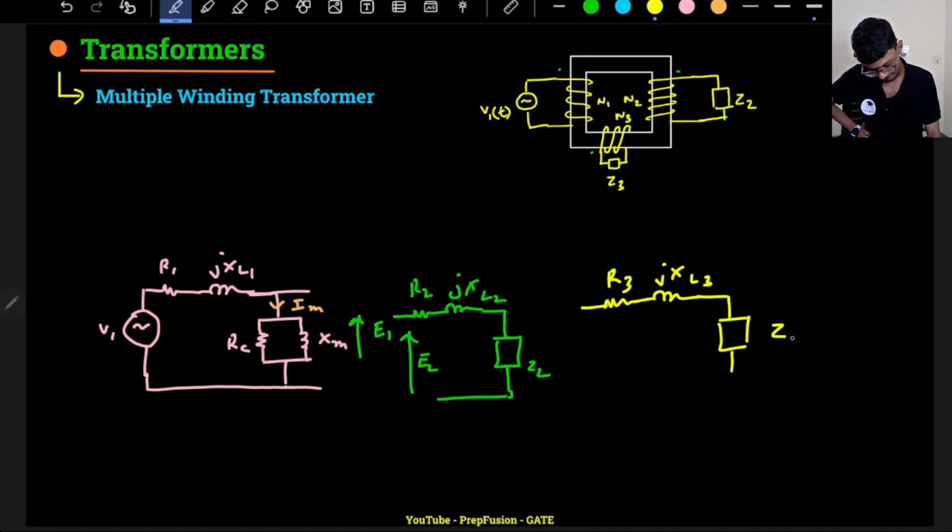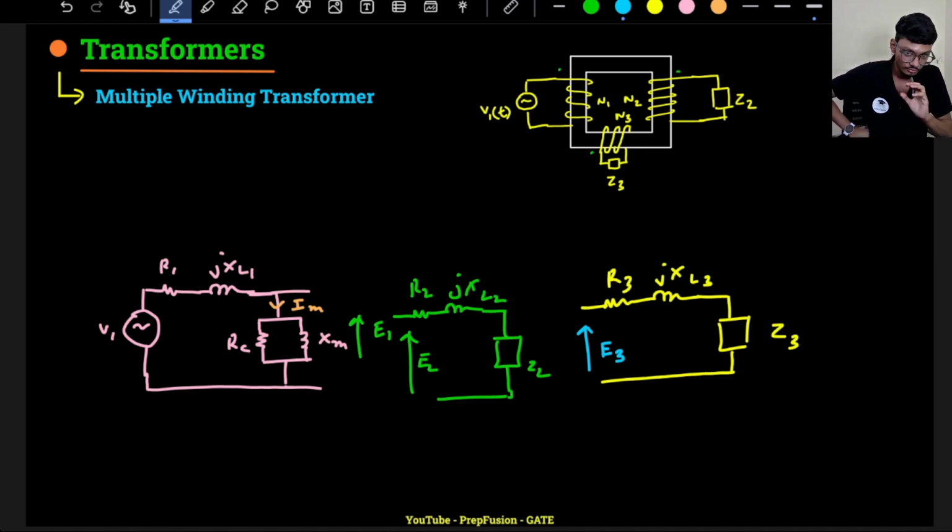This will be Z3. And this is my induced EMF E3. Okay, this is my induced EMF E3. So I got these values. Now I want to connect this circuit. How will I connect it?